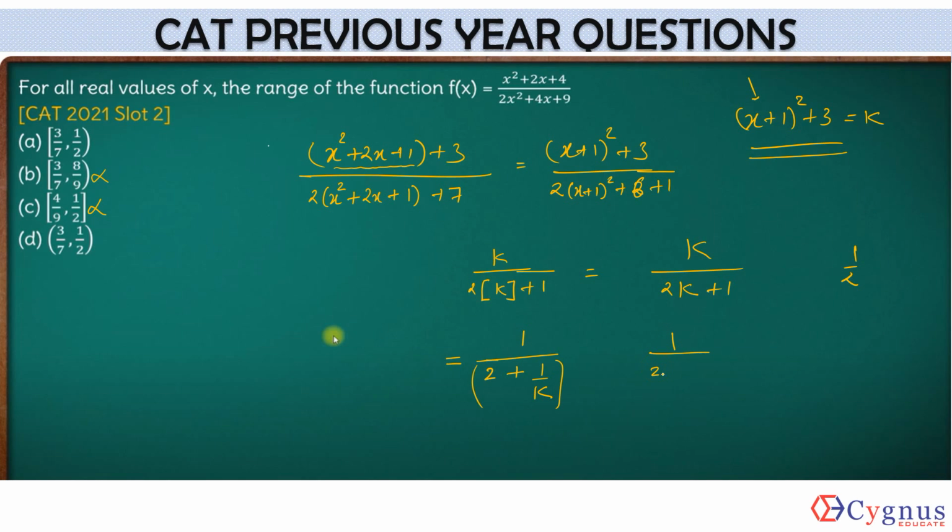When you put k equal to 3 here, what do you get? 1 upon 2 plus 1 by 3. This gives you effectively 1 upon 7 by 3, or 3 by 7. So it's sure that 3 by 7 is included, but half is not included. So using that logic, I can say my answer is what? First option.